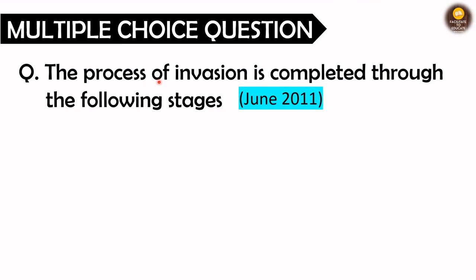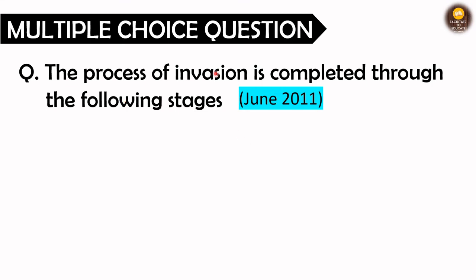So now, as we have understood what are primary and what are secondary successions, also we have understood the process of succession. Now we'll do some of the MCQs related to this topic. These questions have been asked in the previous year question papers of NET examination only. So let's start. First question is, the process of invasion is completed through the following stages. This has been asked in June 2011, I guess paper 2 or paper 3, because at that time two papers were of the subject, paper 2 and paper 3.